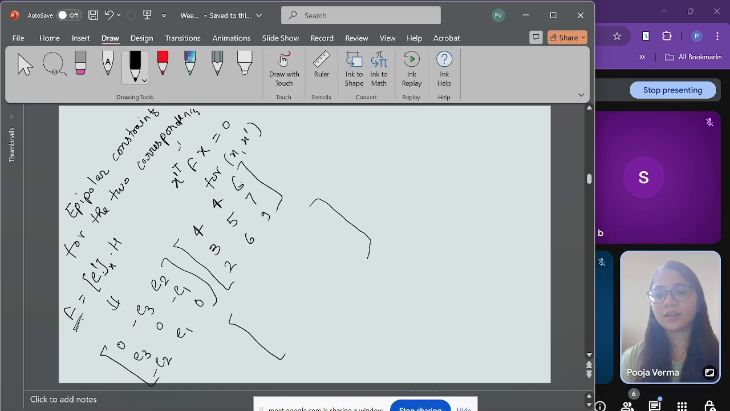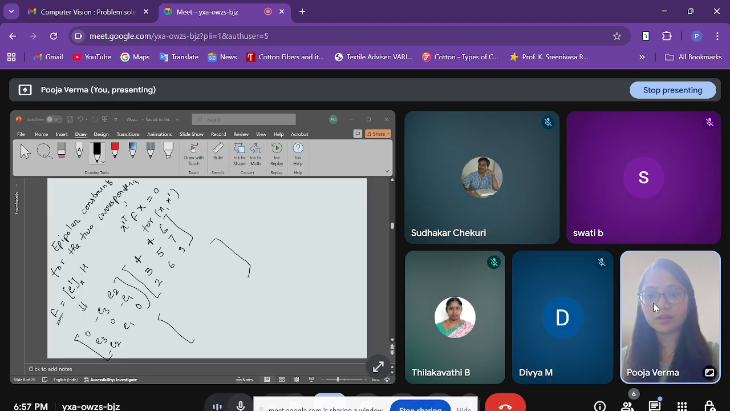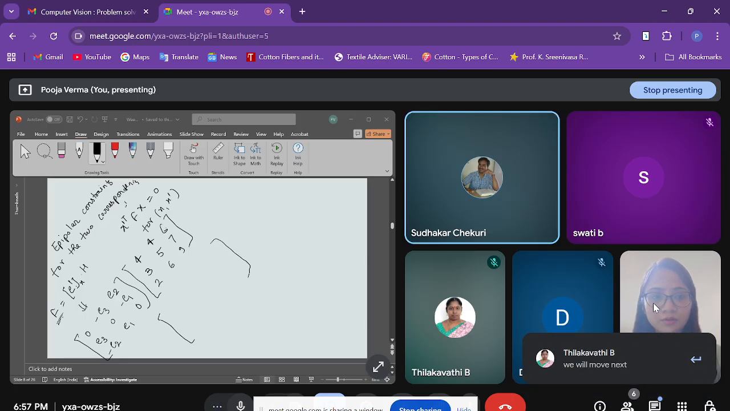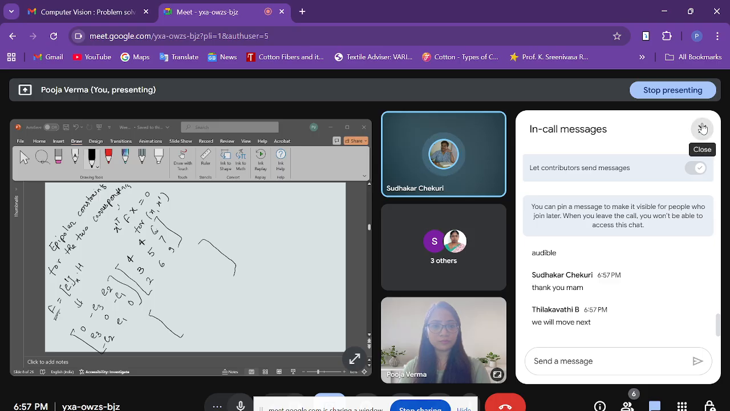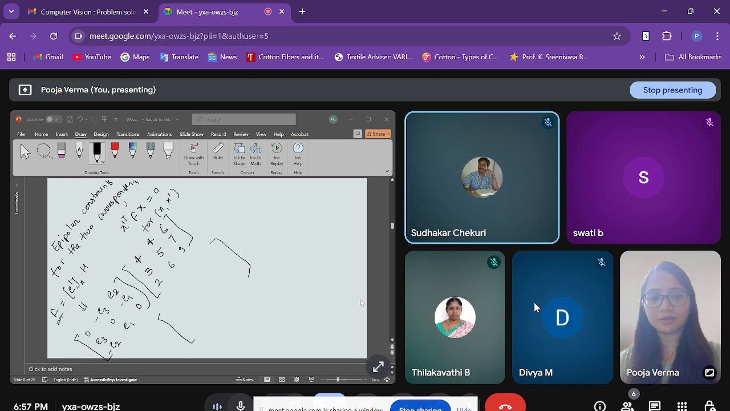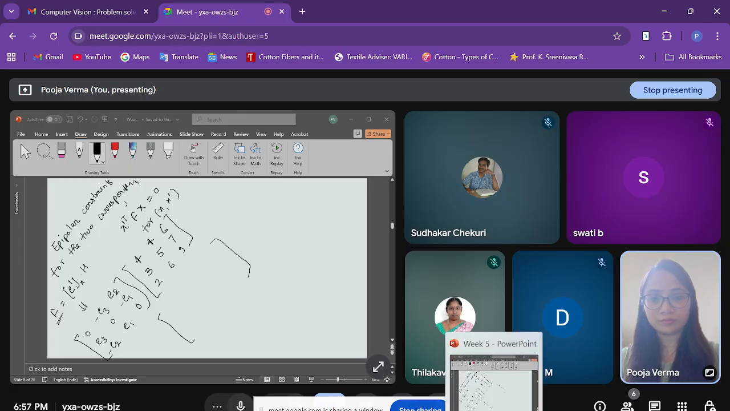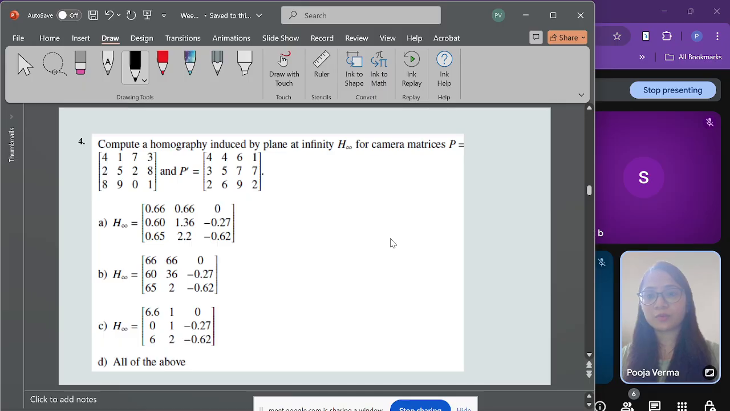If you want, I can solve this one this way also, but it will take some time. It's okay, ma'am, let's go to the next problem. I think it is better to go to the next problem, ma'am. Okay. If some other person wants to solve this way also, they can, please. Okay, so moving to the next problem.